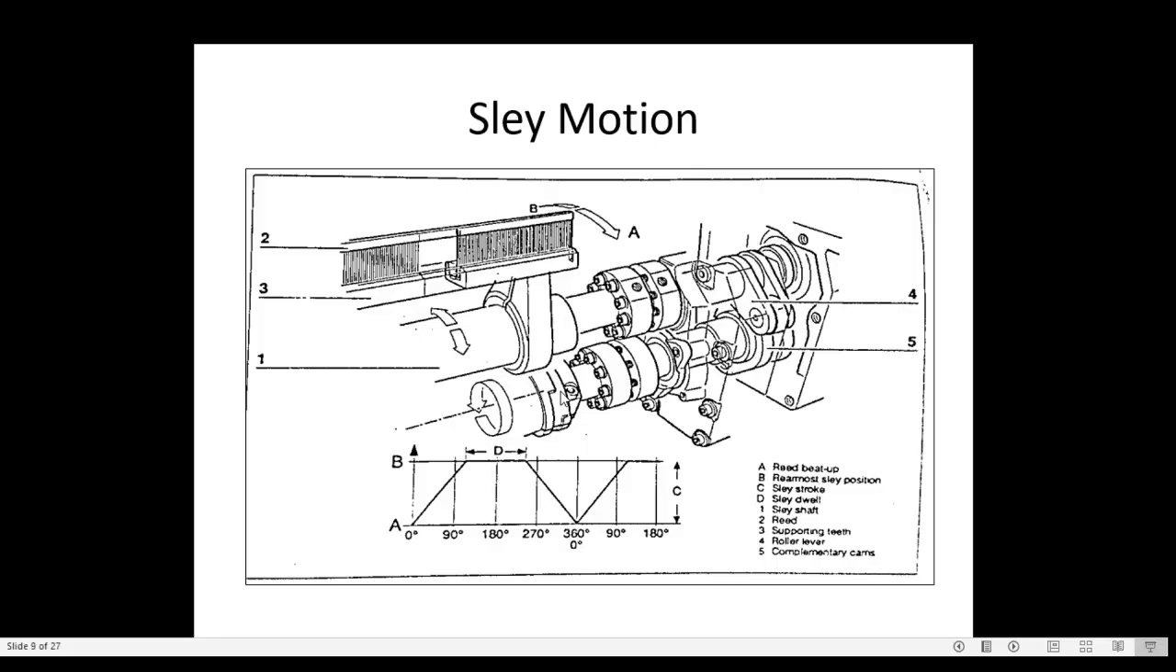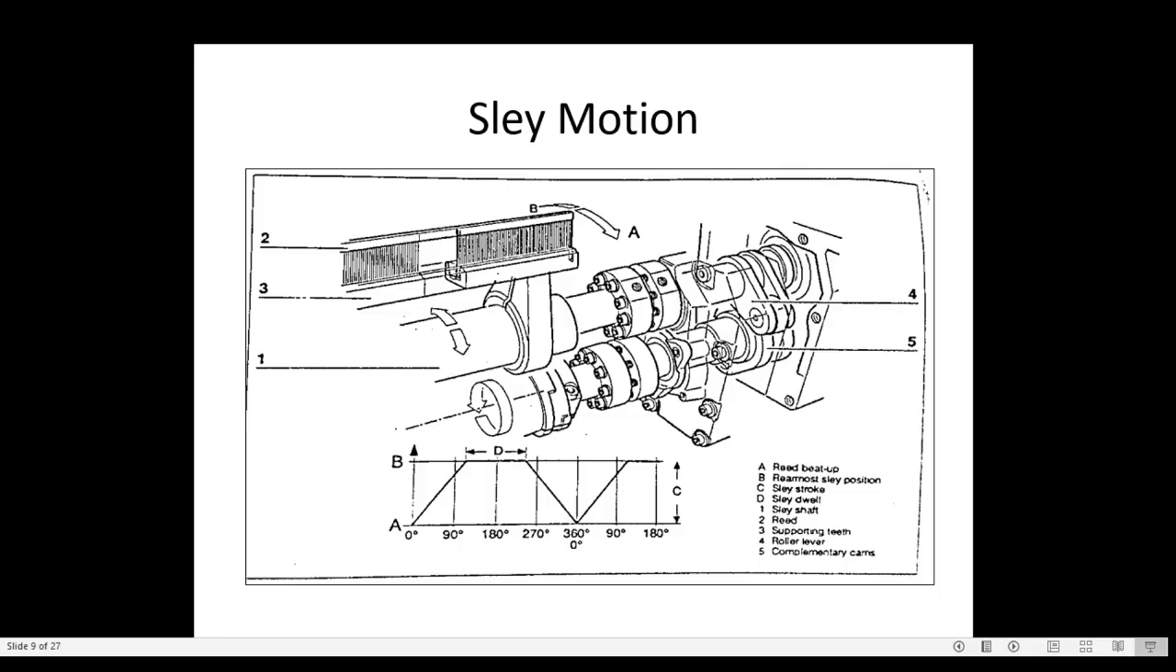So next is the beat up or sley motion. So we'll see how this feature is working here as compared to the conventional sley motion. In the conventional, the beat up is by the main shaft crank and crank arm. So here it is not crank and crank arm. One difference we can see here in the shuttleless loom is that there is a dwell for the sley, and in the conventional loom the dwell for the sley is not there.